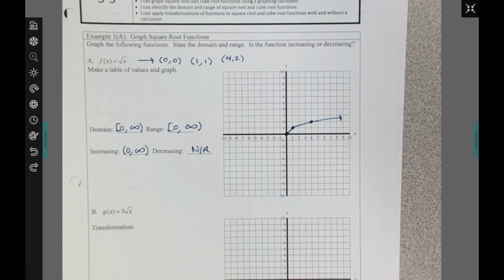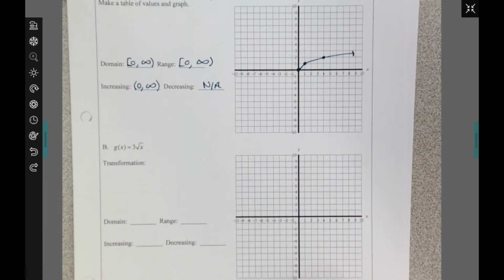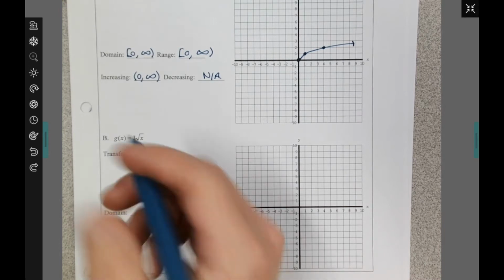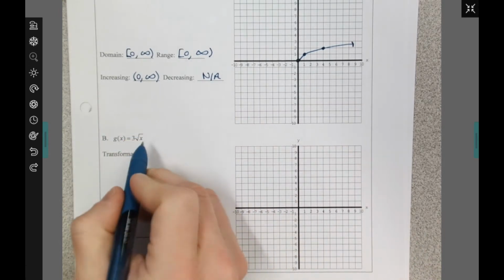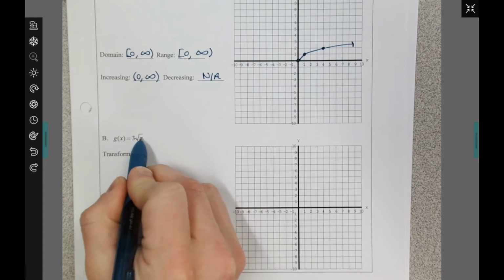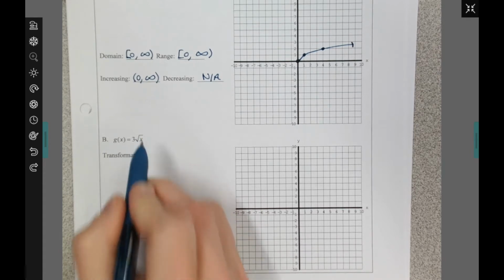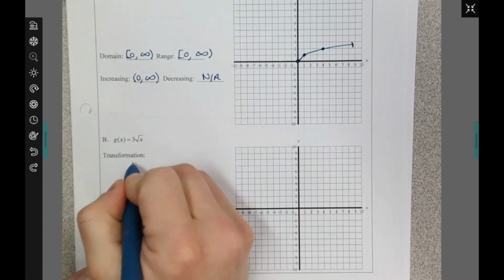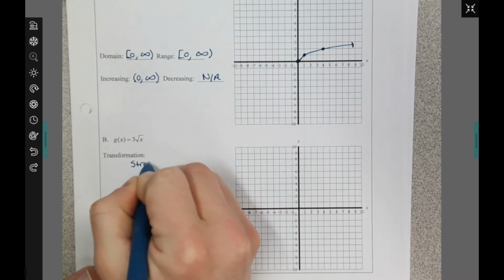From the parent function, we can do some shifts, transformations, and they follow the same rules we had before. So the number out front would be a stretch. Plus or minus under the square root would be left to right. Plus or minus outside would be up, down. In this case, we just have a stretch by 3.